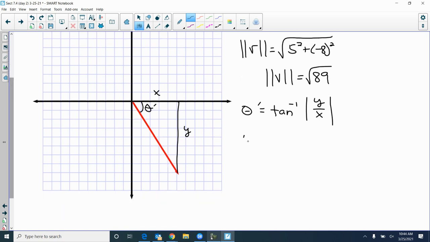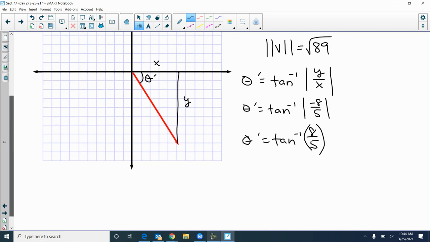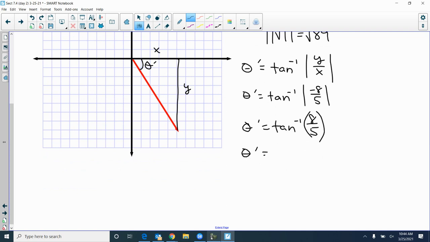So my reference angle is going to be inverse tangent of the absolute value, which would be -8 over 5, which is going to become 8 over 5 when I type it in my calculator. All right, see what you get for that to the nearest hundredth. Faith Burns, what did you get? 57.99.